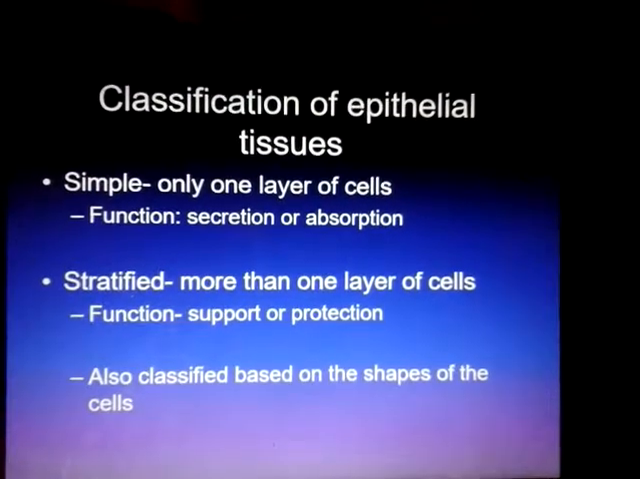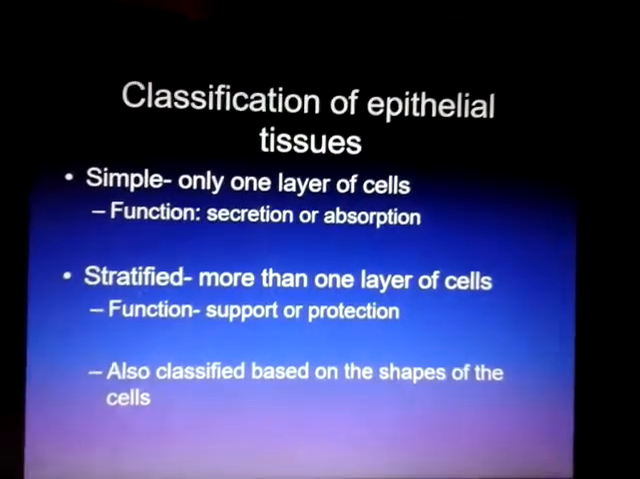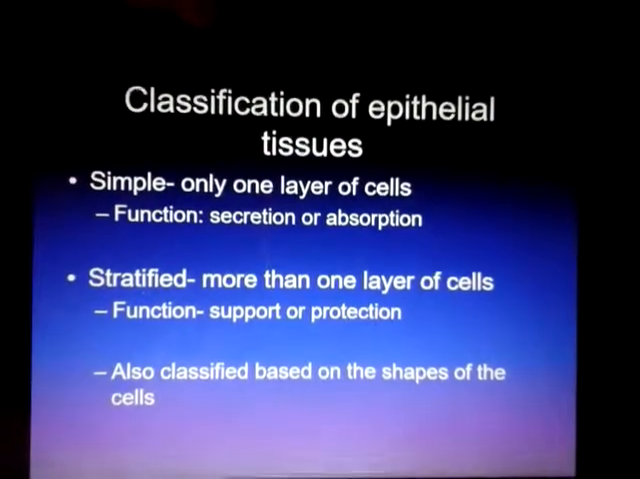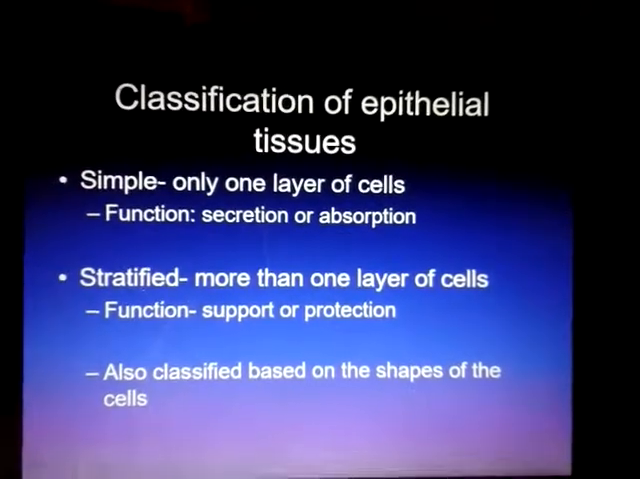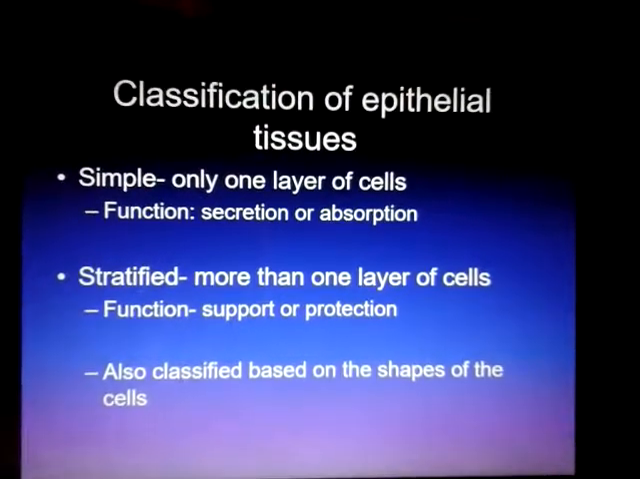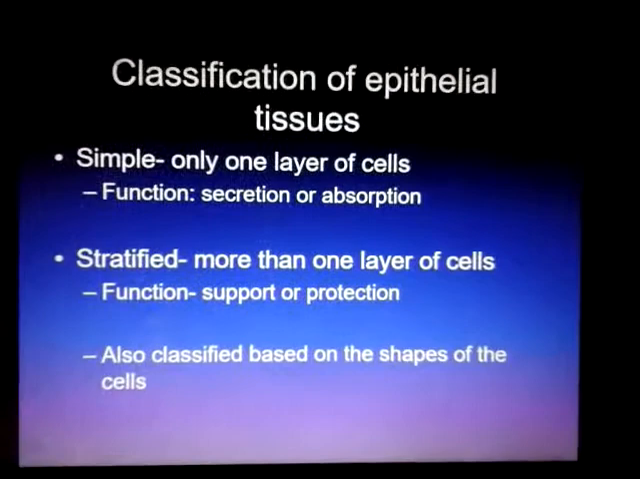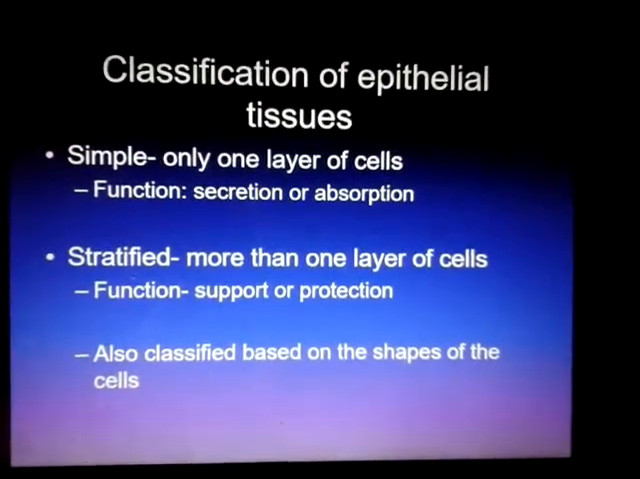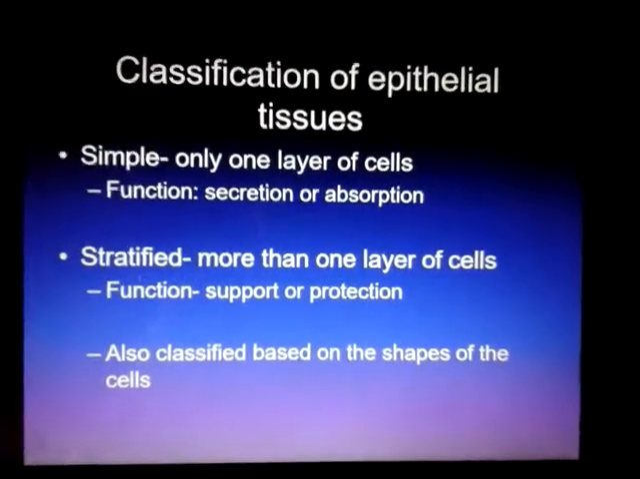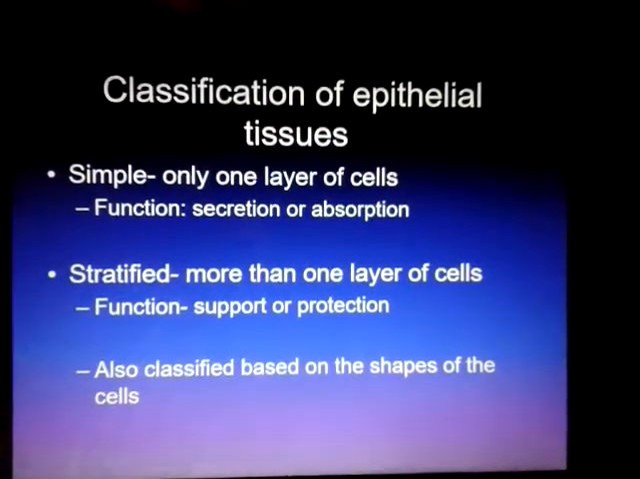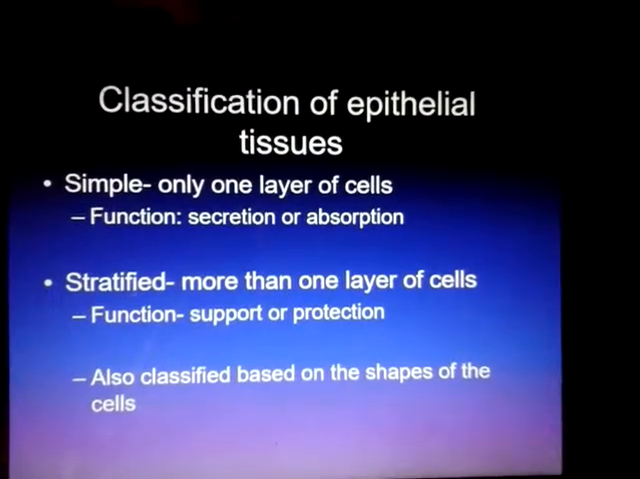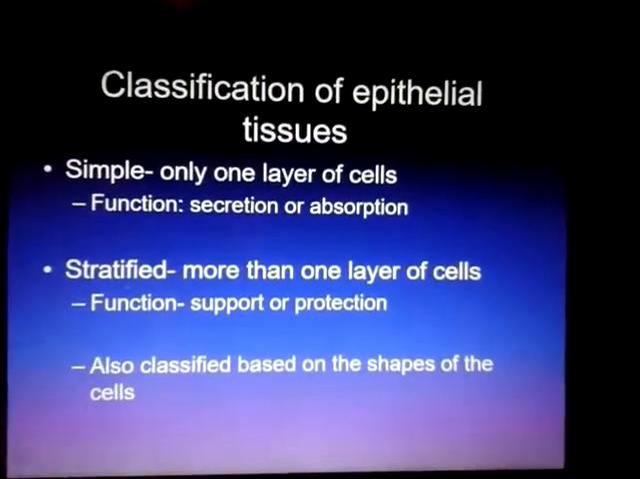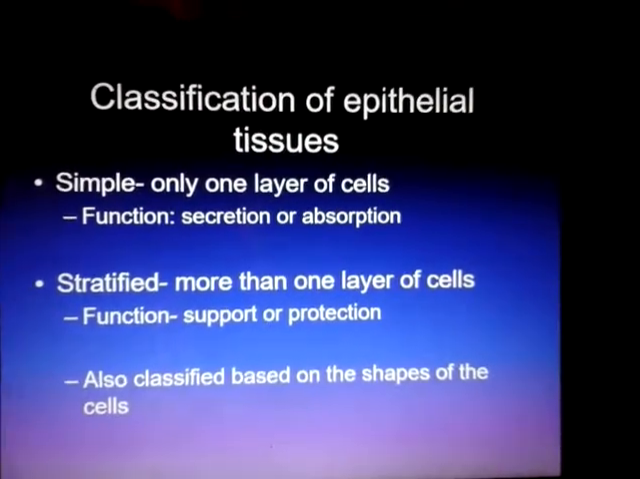And so, since stratified tissue is thicker, its main job is to basically hold something in place or help protect that organ. So most of the membranes on the outside of the organ are going to be made from stratified tissue. Most of the membranes on the inside of the organs are going to be made from simple tissues. Well, we can also classify them based on the shapes of the cells, because remember, structure determines function. So if you have a different shape, you're going to have a different job.